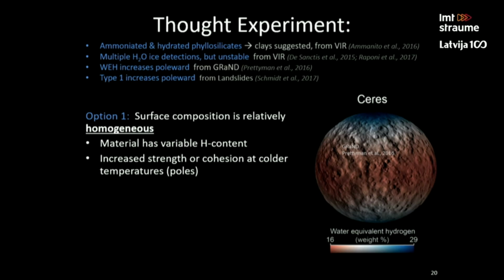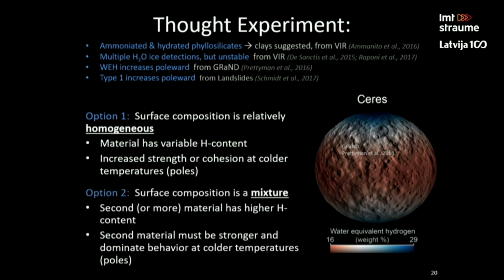If we want to learn about the subsurface, at least below what GRaND can see, let's assume either option 1, which is that the surface composition is relatively homogeneous. So we have a material with variable hydrogen content and perhaps increased strength or cohesion at colder temperatures or near the poles. Or option 2, perhaps the subsurface composition is a mixture where you have a second material with higher hydrogen content below that.